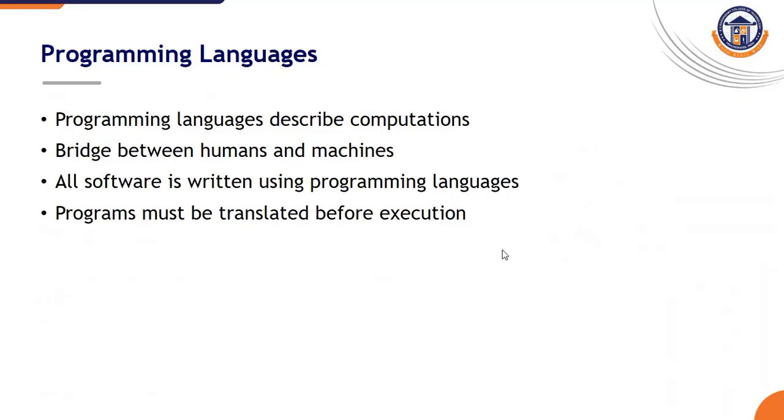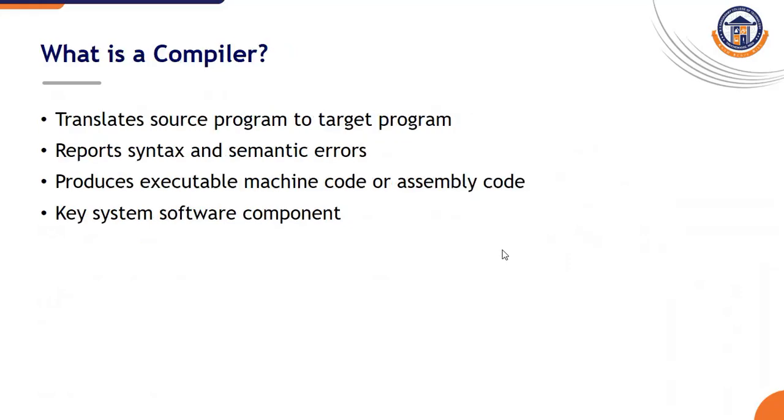Programming languages. So programming languages are used to describe the computations. It acts as a bridge between human and machines. So all software is written using programming languages. A program must be translated into machine level language before execution.